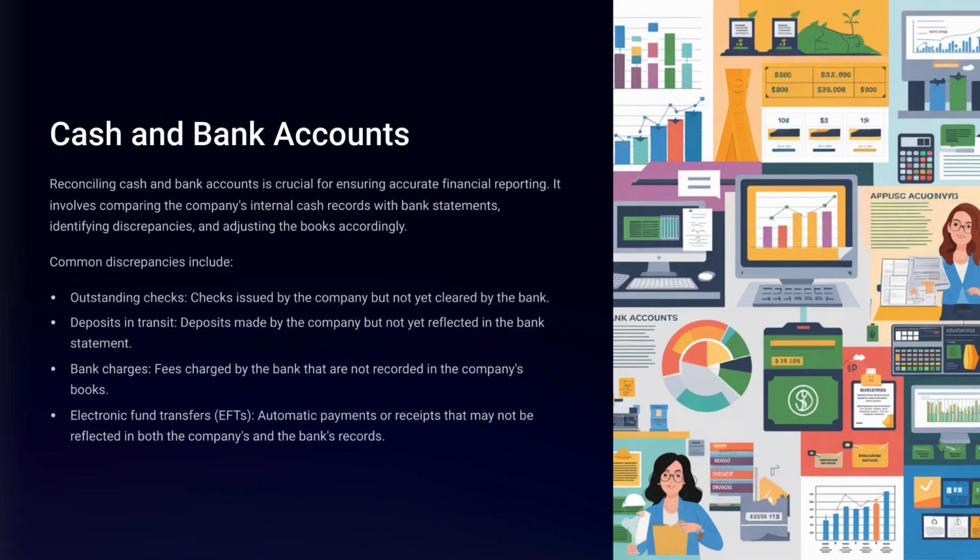Common discrepancies include outstanding checks, checks issued by the company but not yet cleared by the bank, deposits in transit, deposits made by the company but not yet reflected in the bank statement, bank charges, fees charged by the bank that are not recorded in the company's books, electronic fund transfers, EFTs, automatic payments or receipts that may not be reflected in both the company's and the bank's records.